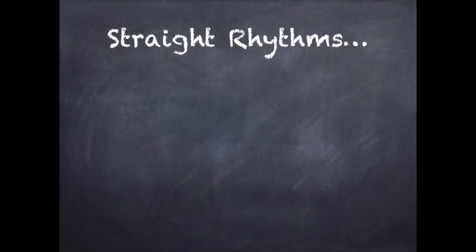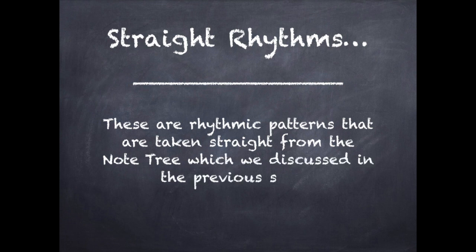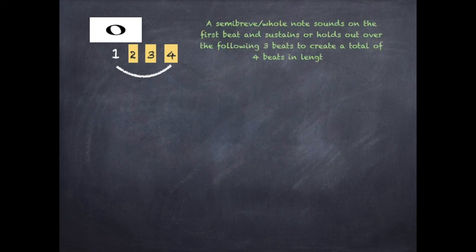Straight rhythms. These are rhythmic patterns that are taken straight from the note tree which we discussed in the previous slide. You can see here, a semibreve or a whole note sounds on the first beat and sustains or holds over the following 3 beats to create a total of 4 beats in length.